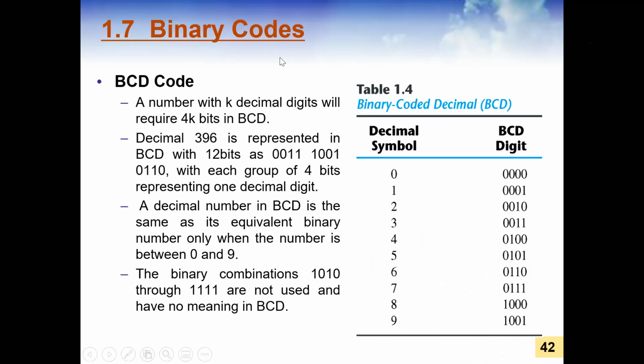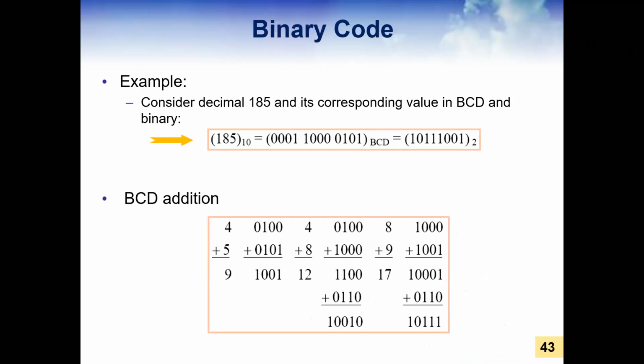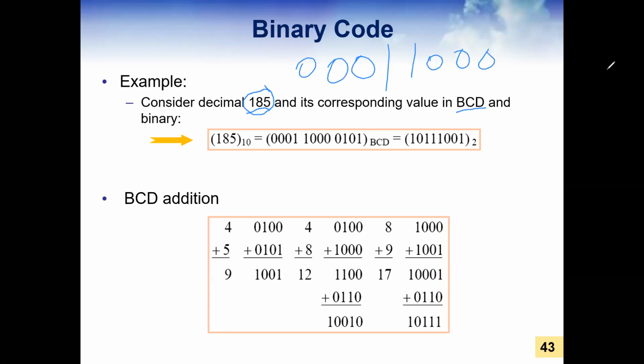All right. Now the last topic, I believe, is how to perform BCD addition. Consider a decimal number given to us, which is 185, and its corresponding value in BCD. If I ask you to convert this number into BCD, it is very simple. You will say, teacher, I'll just make a group of 4. So 1 will be 0001. Next, 8 is 1000. Next, 5 is 0101.